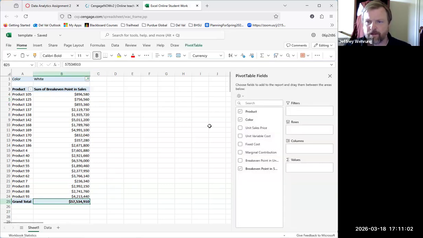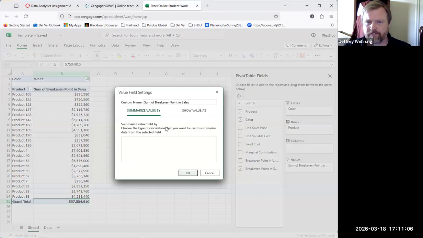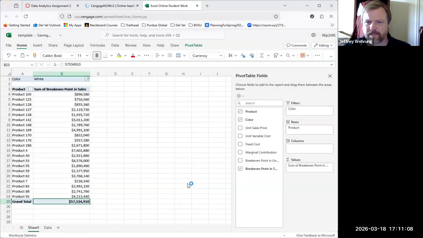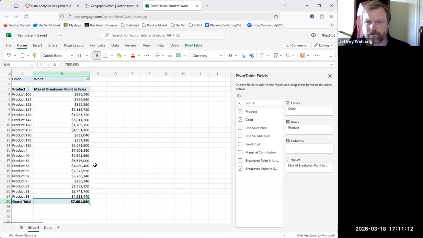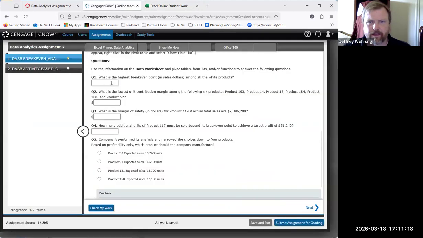What I'm going to do is, instead of sum here, I'm going to change my value field setting and make it the max. And then my grand total here will be equal to the maximum. So that's going to be product 4, it looks like, for me. So I just copy that and check it out. Okay. Good.